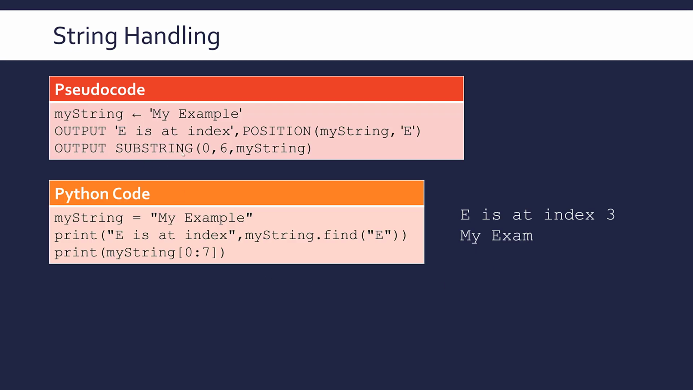And a substring is just part of a bigger string. So to get a substring, this is how AQA have set this out. Substring, the first number is where you're starting from. The second number is where you're ending, and it includes that second number, and the third parameter is your string being used. So substring 0,6 gives us my exam, because index 0 is capital M, index 6 is lowercase m, and so we go between capital M and lowercase m, giving you my exam. So we just start and end at 0 and 6.